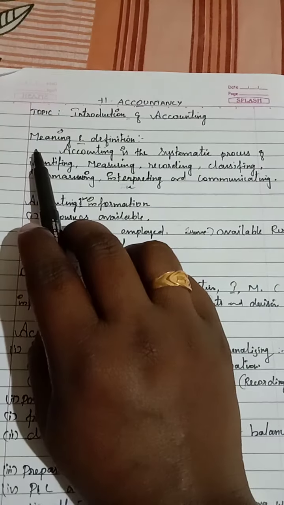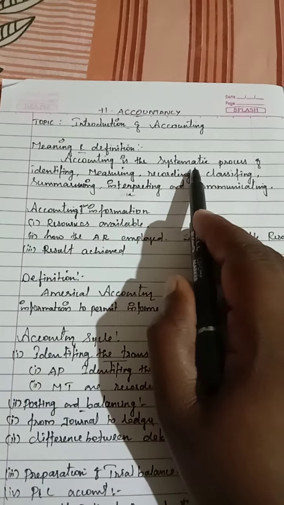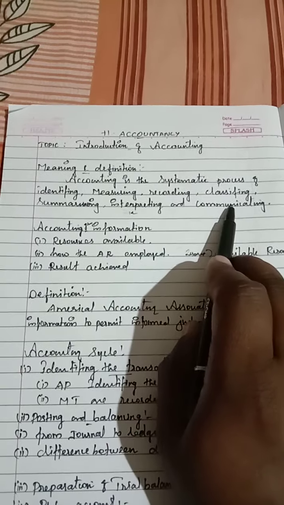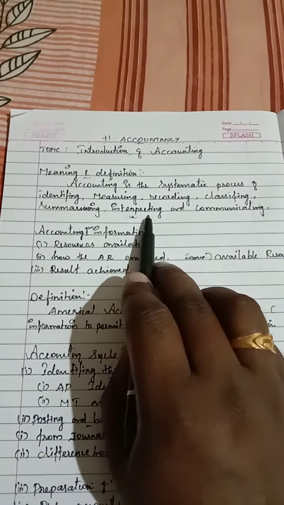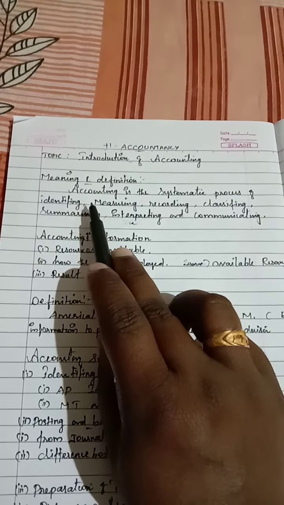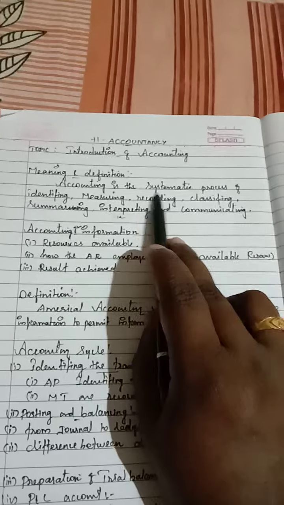Okay, first we see the meaning and the definition of accounting. Accounting is the systematic process of identifying, measuring, recording, classifying, summarizing, interpreting and communicating. It is known as accounting. Accounting is a systematic process.